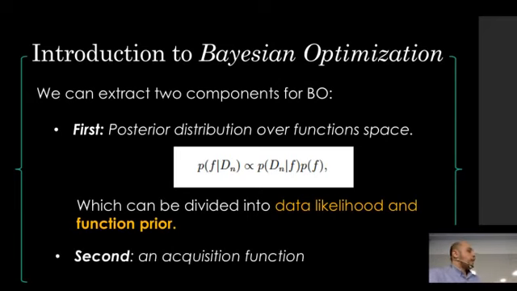The second part is the acquisition function, which is very important. Now that we have a model, how can we navigate this space to maximize the model? So we need something that will give us a direction, and we use the acquisition function for this.